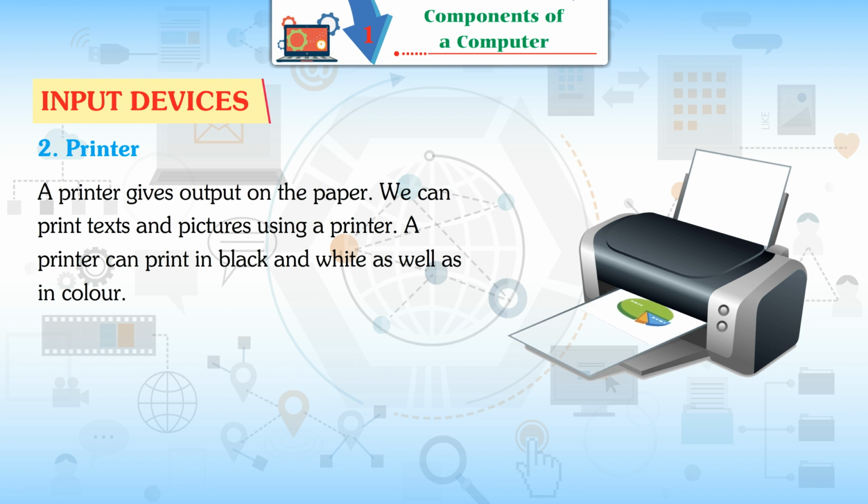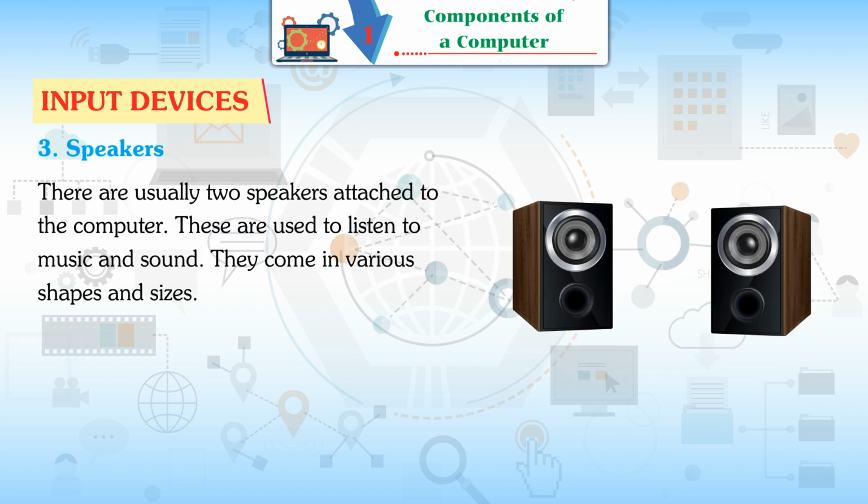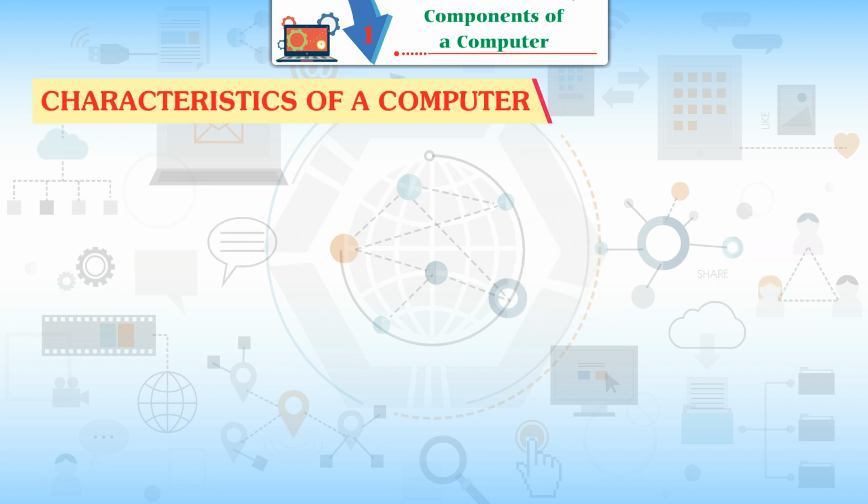Printer. A printer gives output on paper. We can print text and pictures using a printer. A printer can print in black and white as well as in color. Speakers. There are usually two speakers attached to the computer. These are used to listen to music and sound. They come in various shapes and sizes.